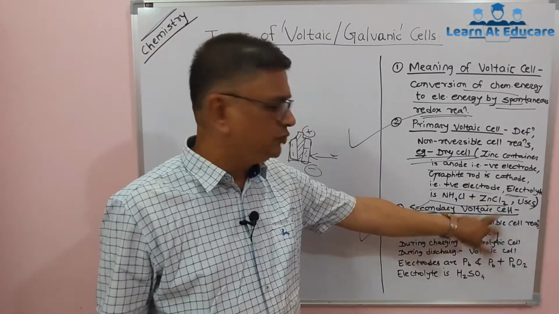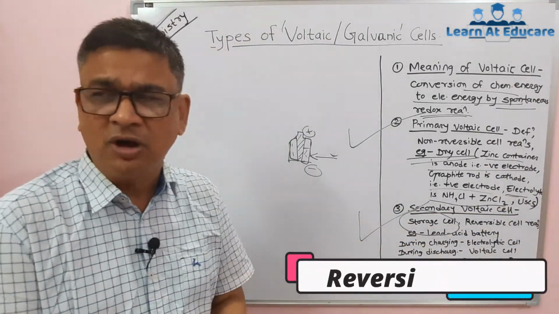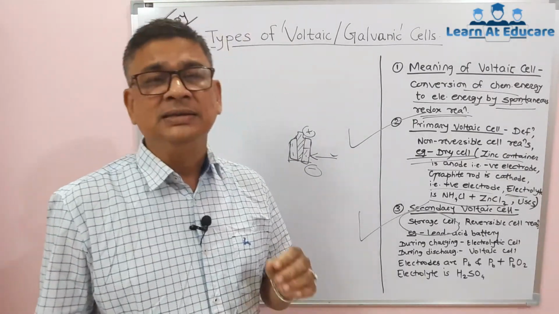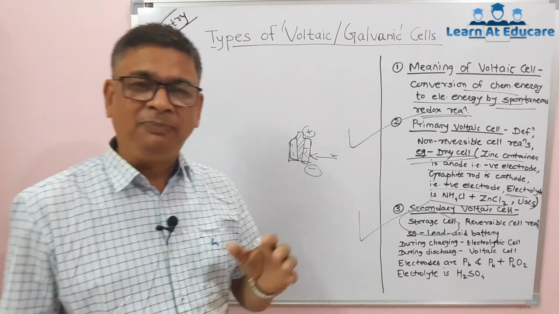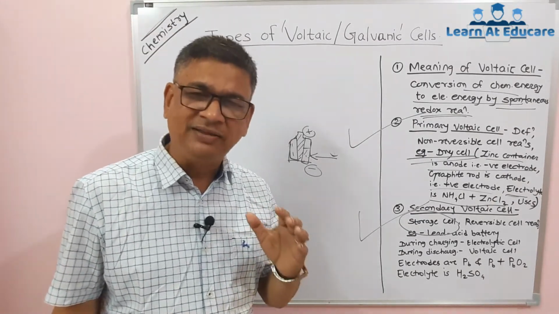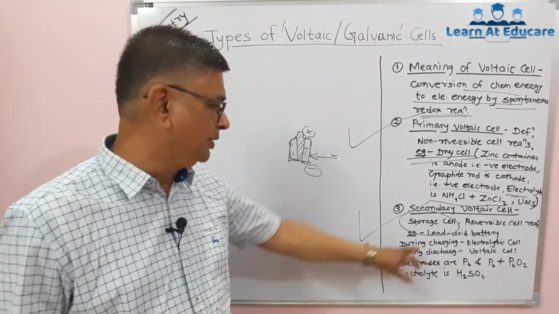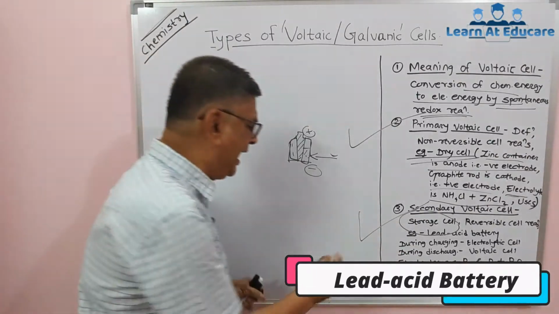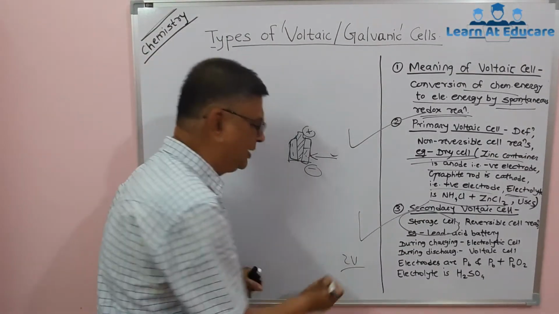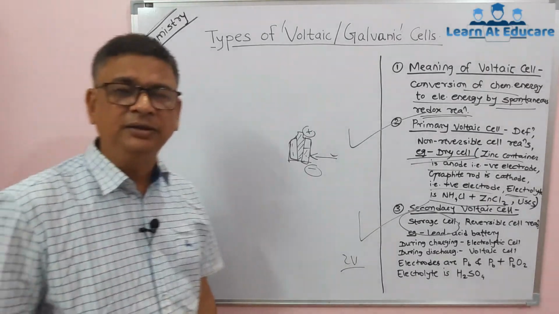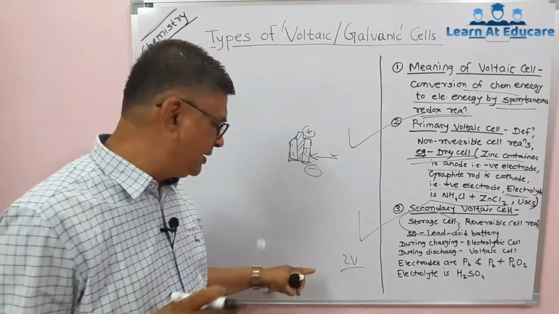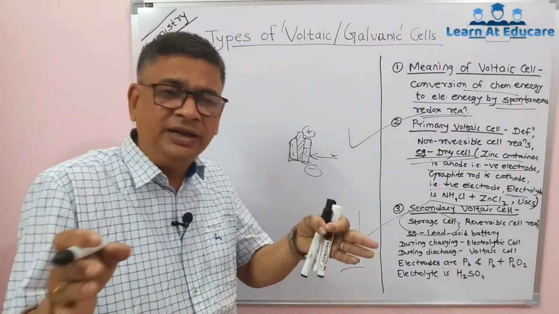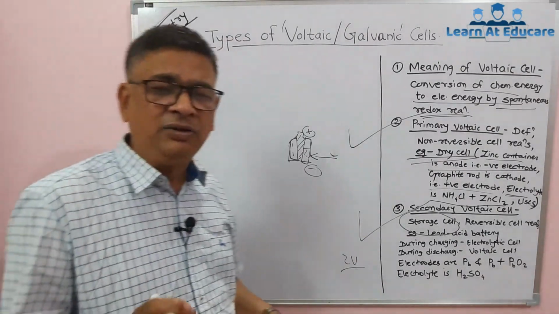It is also called a reversible cell because cell reactions can be reversed by applying an external EMF just greater than the cell EMF. For example, the lead acid battery. The lead acid battery has a potential or EMF of 2 volt, and when an external EMF greater than 2 volt is applied, the cell reactions are reversed and we again get the original chemicals in it.